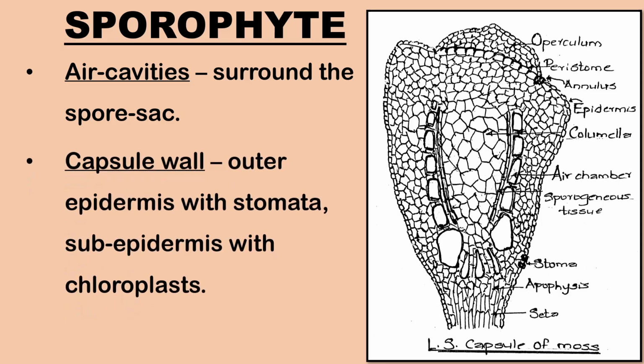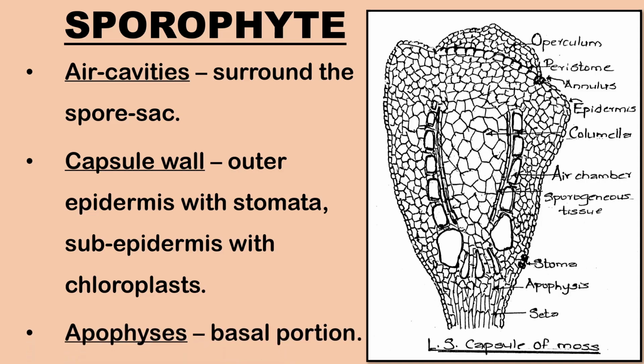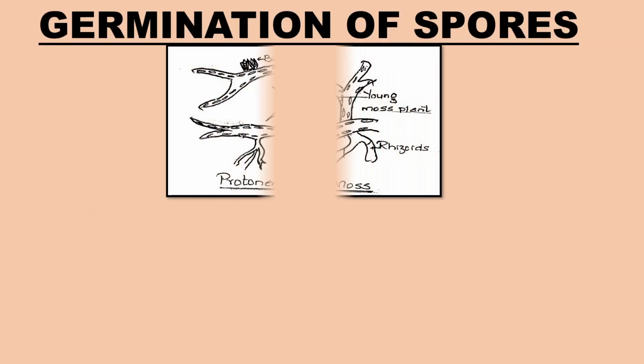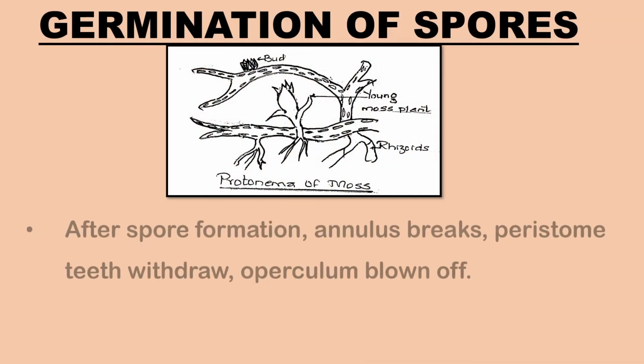Capsule wall, the outer epidermis of the capsule shows the presence of stomata, followed by a zone of parenchymatous cells with chloroplasts called the subepidermis. Apophysis, the basal solid portion of the capsule, is known as the apophysis. Next is germination of spores.